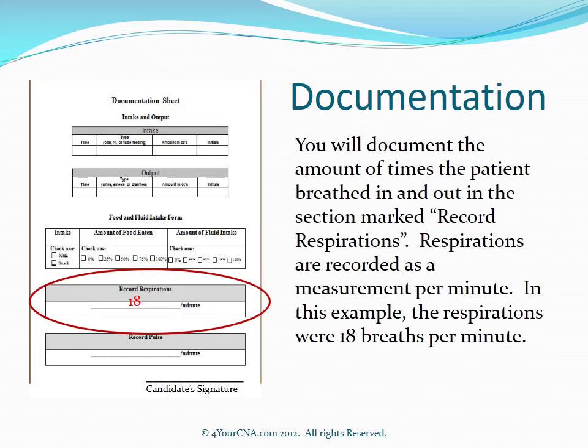You will document the amount of times the patient breathed in and out in the section marked Record Respirations. Respirations are recorded as a measurement per minute. In this example, the respirations were 18 breaths per minute.